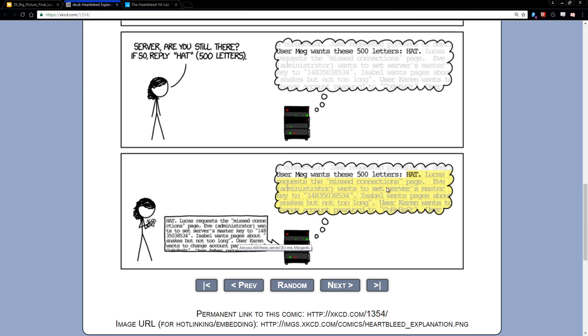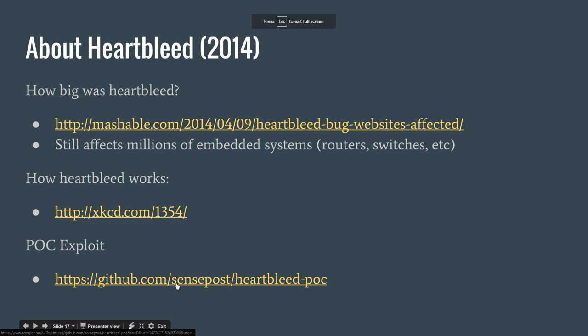And what the POC, proof of concept exploits for this demonstrate is the ability to leak and pull out keys, encryption keys from memory of the server, giving you the ability to decrypt other traffic coming from the server. There is a proof of concept exploit provided here on this link at GitHub from SensePost.